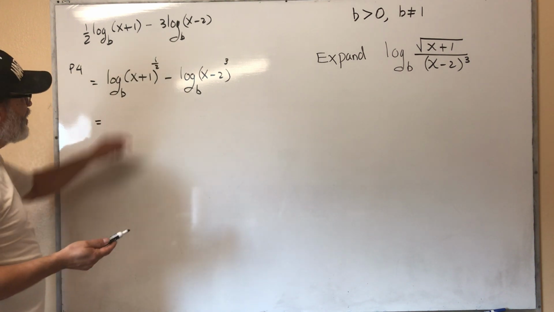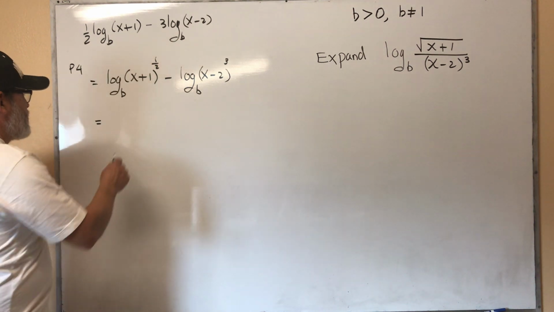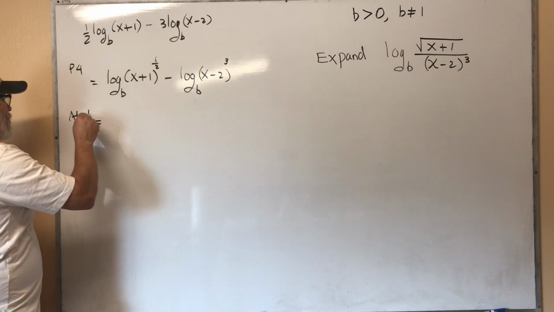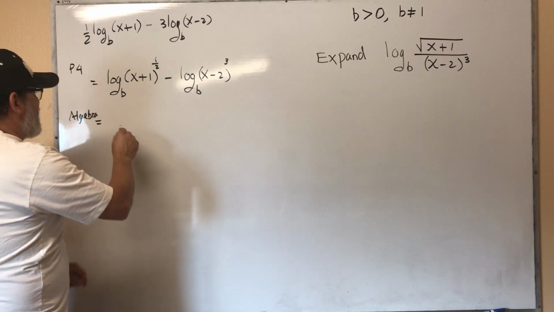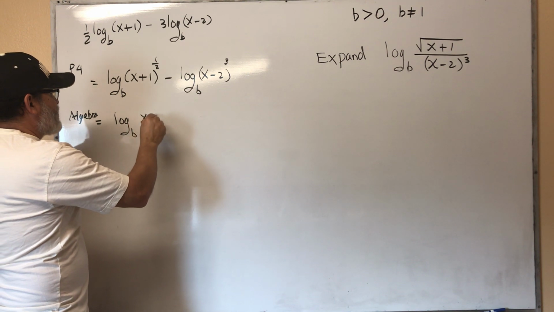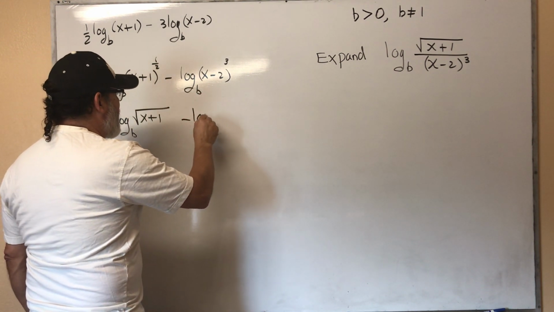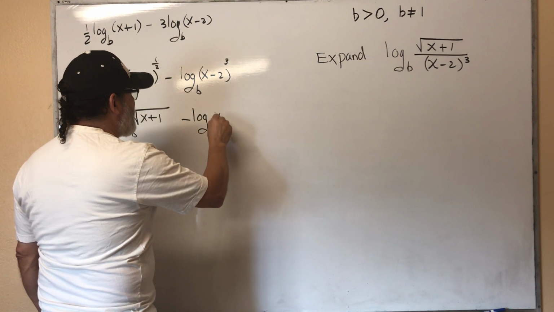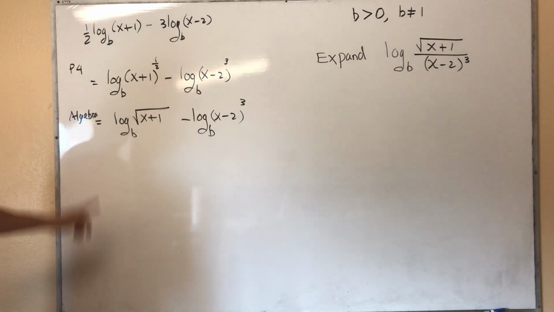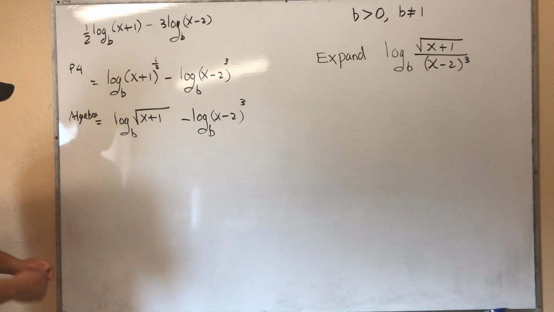By algebra, this can become a radical. So, algebra, this becomes log base b of the square root of x plus 1 minus log base b of the cube root of x minus 2. That's algebra. I just expressed this as a radical.